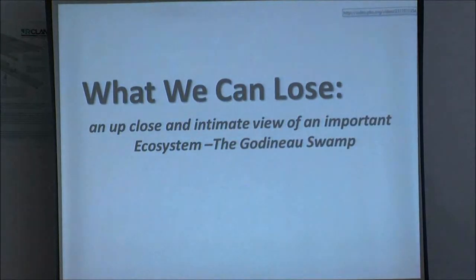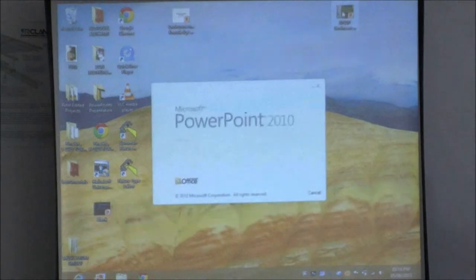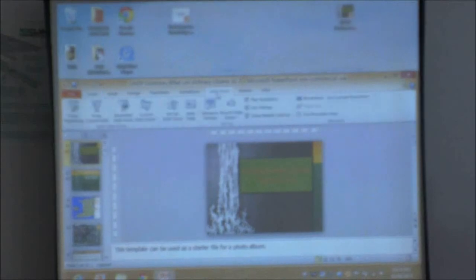What we can use, and this goes straight to Hema, is our ecosystems. So Hema will now give you an up close and intimate view of an important ecosystem, the Godino Swamp. And this Godino Swamp is where that highway extension is going to run. So now we are going to be able to see what we have to lose if we are careless with how that road is built.